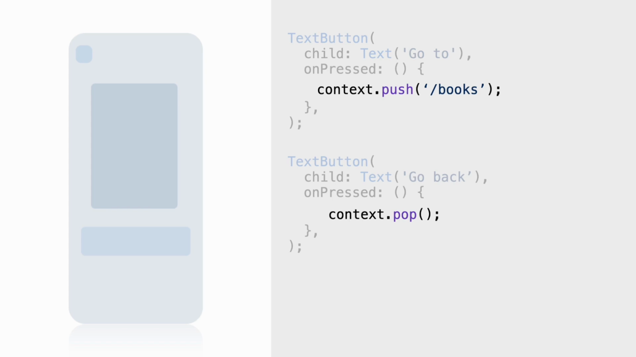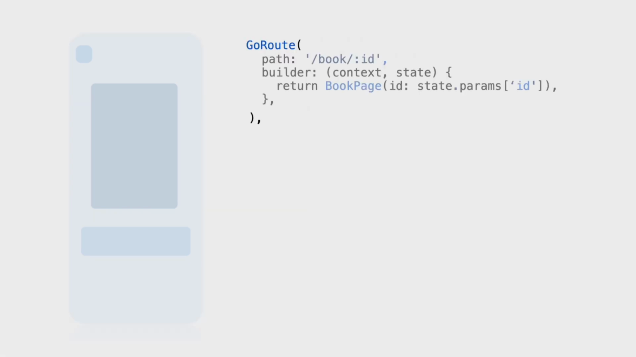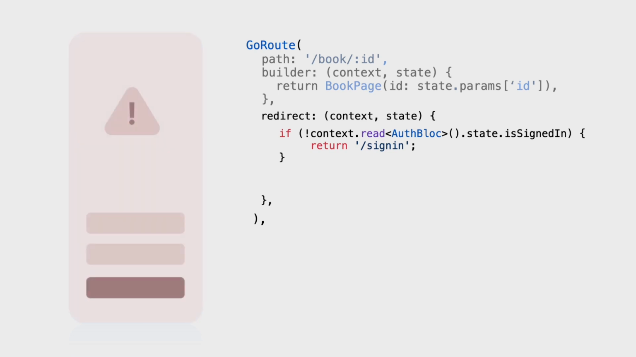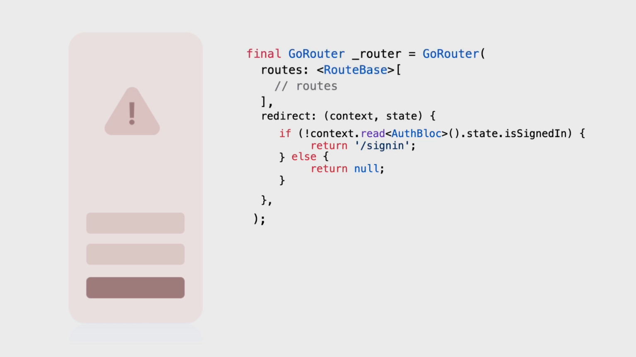If we want to prevent a user from accessing a specific page, we can use redirect for that. In this case, we are checking if the user is authenticated or not through the state of a bloc. And if the user is not authenticated, we will redirect them to a route with the path sign in. Otherwise, we will return null and the navigation will go as normal. We can move this logic to the app level and configure a global redirect method for all the routes.